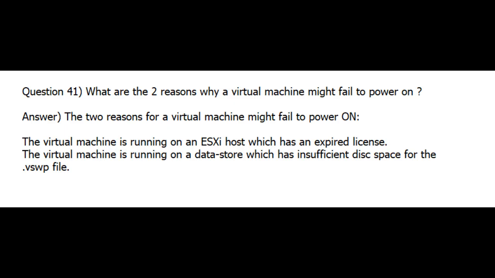Question 41. What are the two reasons why a virtual machine might fail to power on? Answer. The two reasons a virtual machine might fail to power on. Point 1. The virtual machine is running on an ESXi host which has an expired license. Point 2. The virtual machine is running on a data store which has insufficient disk space for the .vswp file.